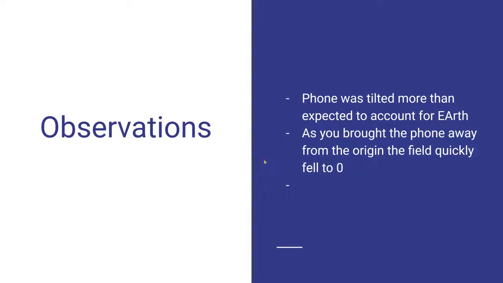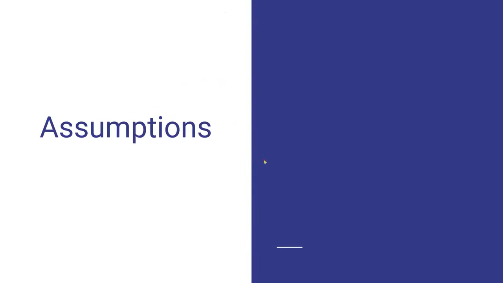So some observations: the phone was tilted a little bit more than I would have expected for the Earth's magnetic field. Didn't really think it was that strong, but I guess that's why compasses work. And as you would expect in the Biot-Savart equation, as you brought it very far away from the magnet, it approached 0. So assumptions were that there were no external fields, or that we had accounted for all external fields, and that the magnetometer app is accurate.